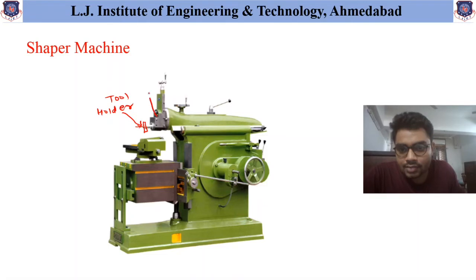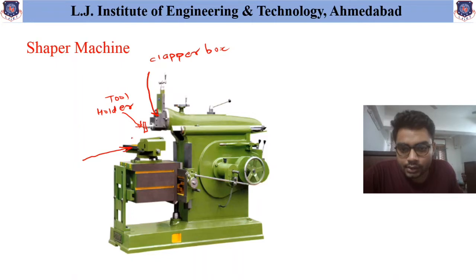Similarly, as we discussed in our previous lecture, to maintain the tool movement during the forward and return stroke, one particular mechanism is attached to this shaper machine, and that mechanism is called the clapper box mechanism. So it is called the clapper box.